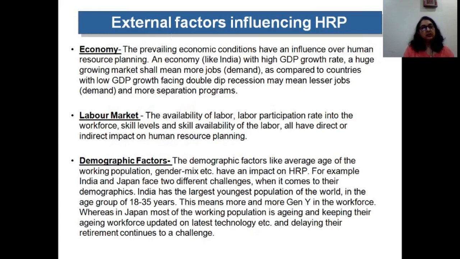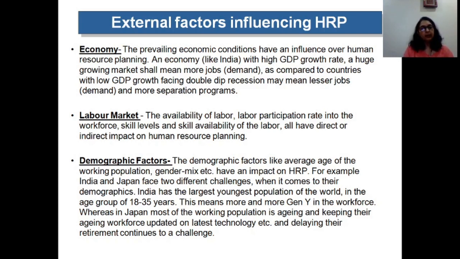Now, some of the external factors that affect HRP are: first, your economy. The prevailing economic conditions influence human resource planning. In any country where the GDP growth rate is high and it is not impacted by a recession, the creation of jobs is more, as compared to a country which has low GDP and is being affected by recession, which means lesser job creation and more separation programs.